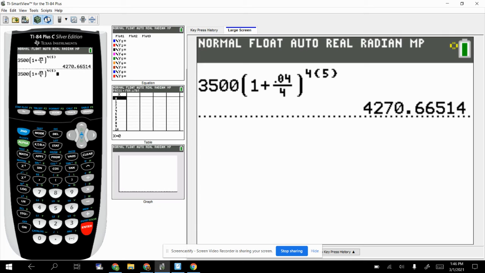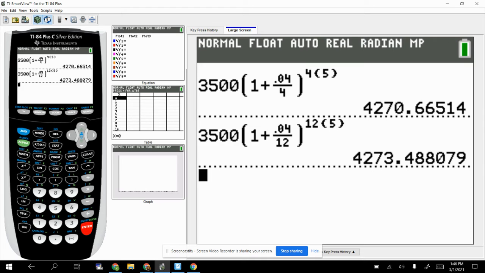So I'm even just going to press second enter. And I'm going to change those 4s for the quarterly to be 12. 12. And press enter. And so now you can see you would make a little bit more, about $3 more, 4,273.488. So we're going to say 0.49. So 4273.49.